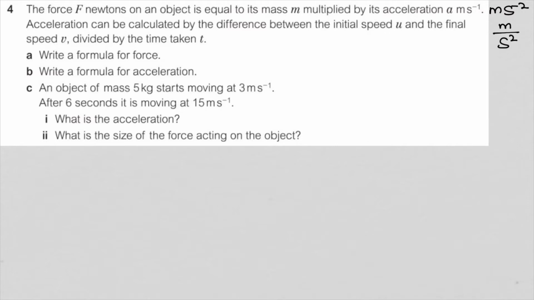But it also said that acceleration can be calculated by the difference between its initial speed u and the final speed v divided by the time taken t. So question A, we need to write the formula for force, which is already stated up here. So we're just repeating that. So that would be F equals mass times acceleration a, F equals ma.